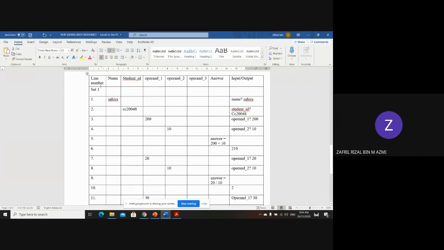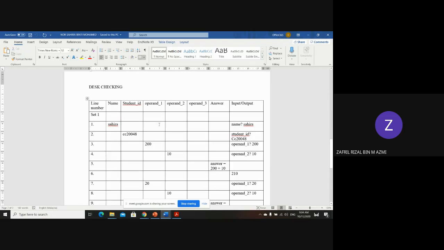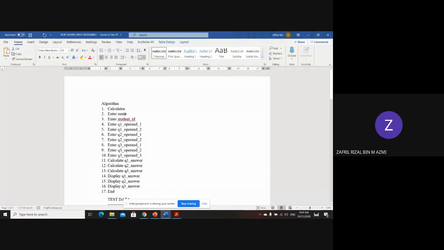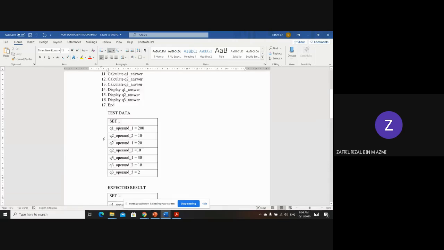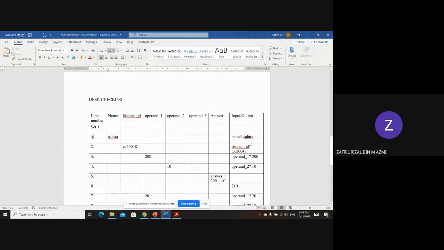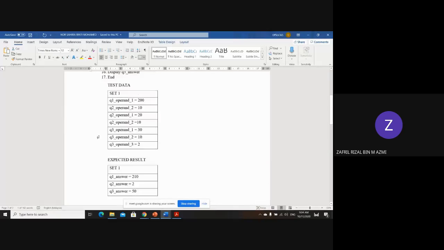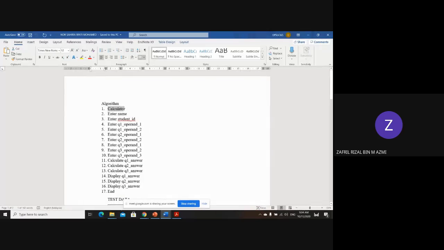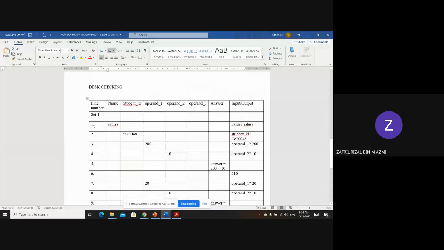Dash check line number, the line number should tally with your algorithm line number. For example, in line 1, input name. Line 1 should be input name, but your line 1 is algorithm name, so it does not match. Enter name should be in line 2.